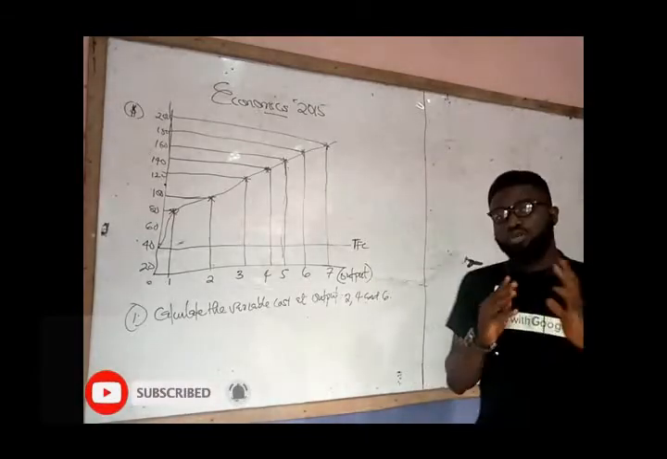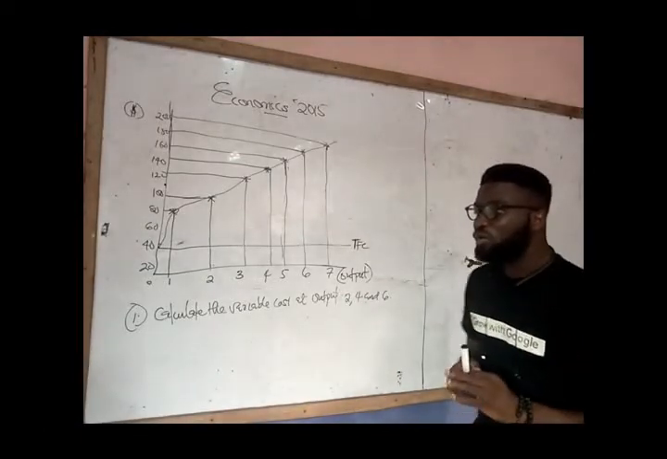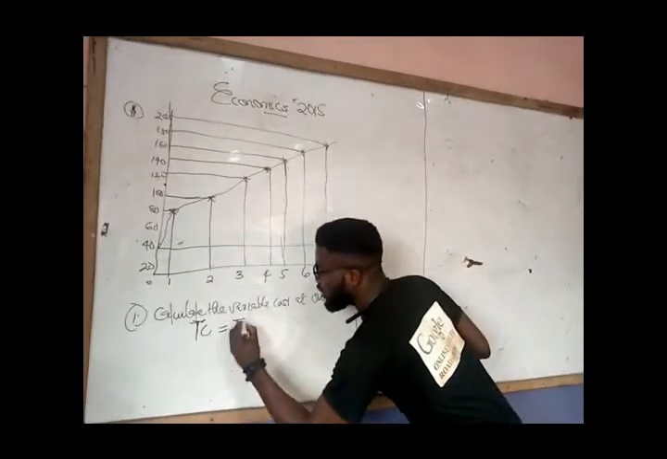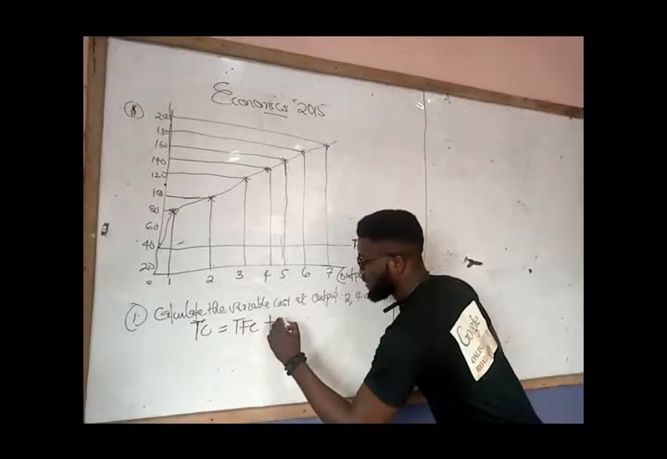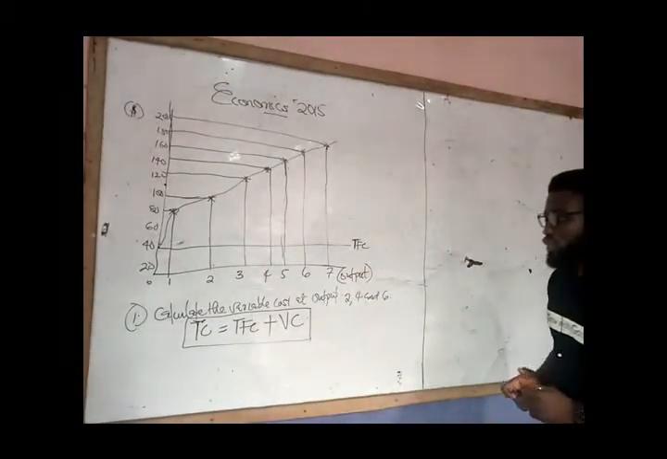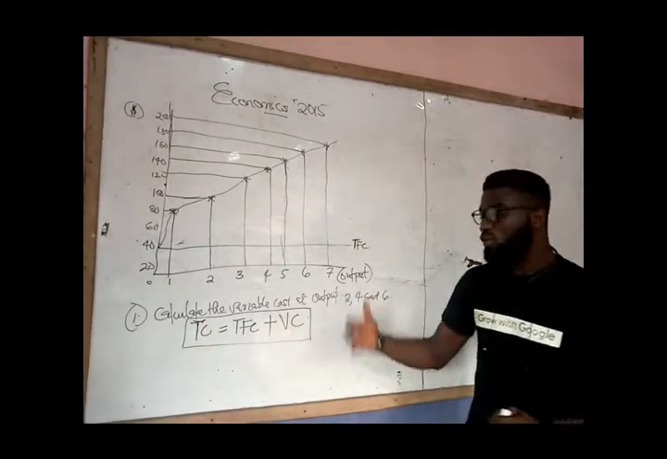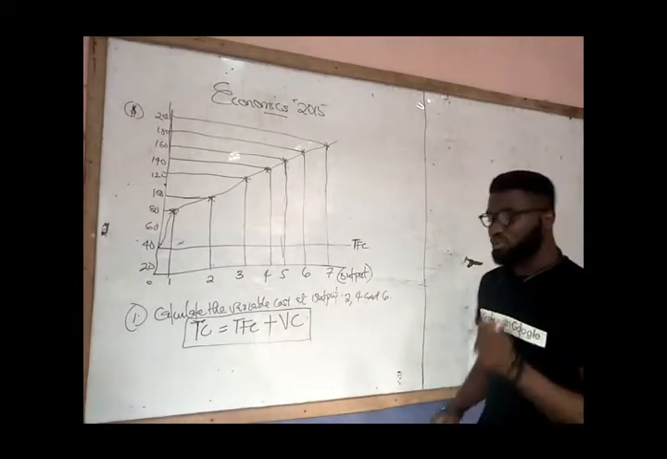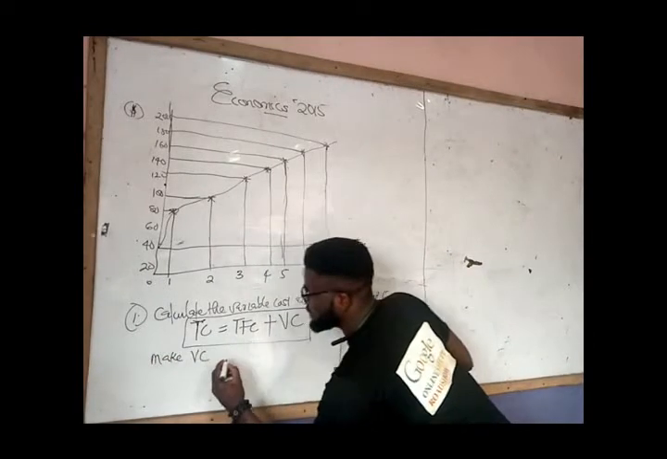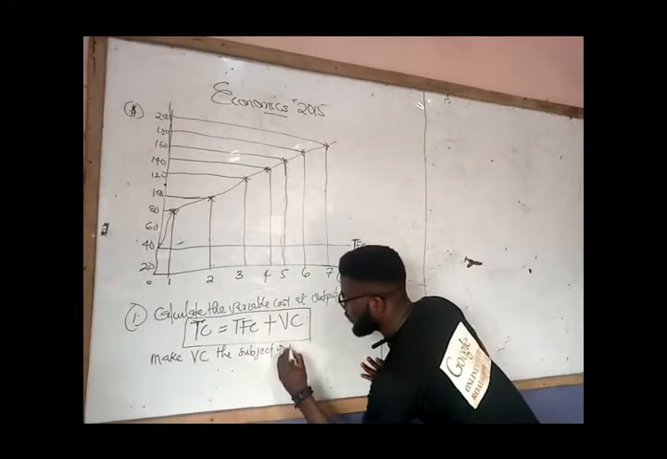Very simple. Let's do some mathematical work here. To calculate your total cost, it is usually total fixed cost plus variable cost. Note this, this is the formula for calculating your total cost. But for this situation, we are asked to calculate your variable cost. So to calculate your variable cost, very simple, you make VC, which is variable cost, the subject of the formula.